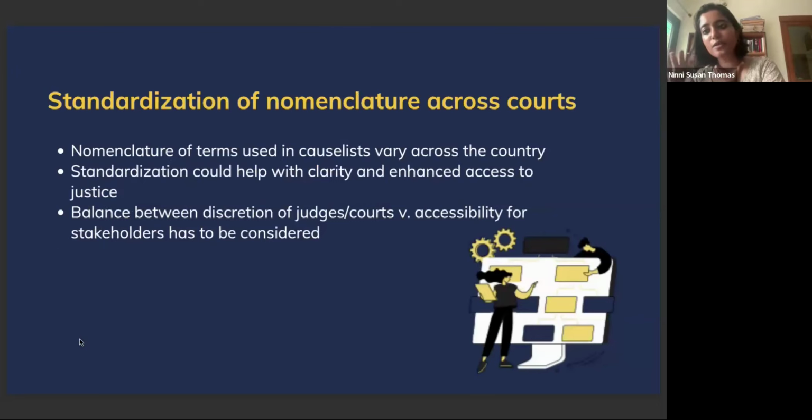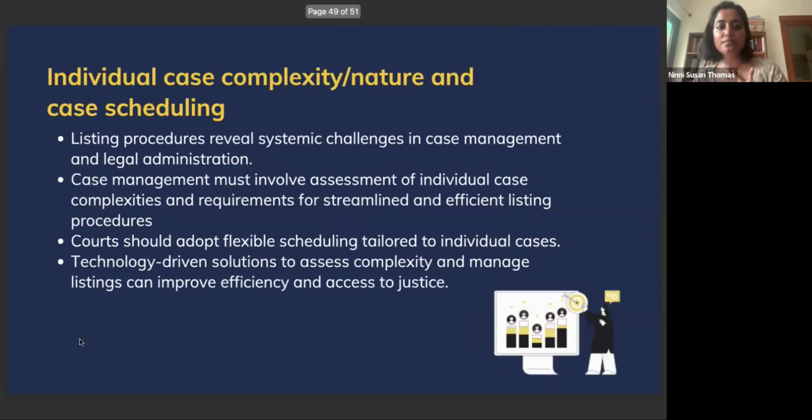And the standardization of nomenclature across courts is again something that courts will always push back against, specifically High Courts, because they're all autonomous bodies and they don't want the same sort of systems to be followed across different courts, is what we see. And even though they know that there are practices that have been in those courts for the last 50 years that have not worked, there is very much an inertia to move away from those systems.